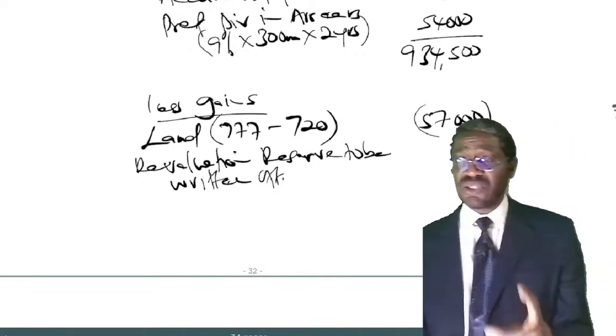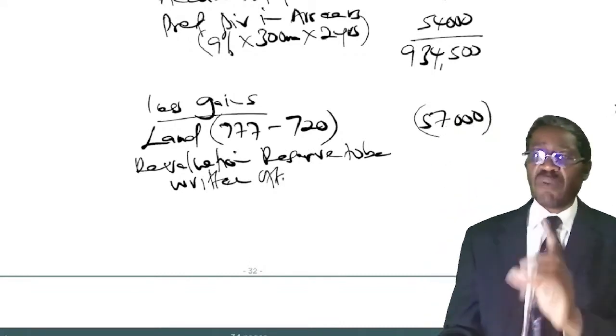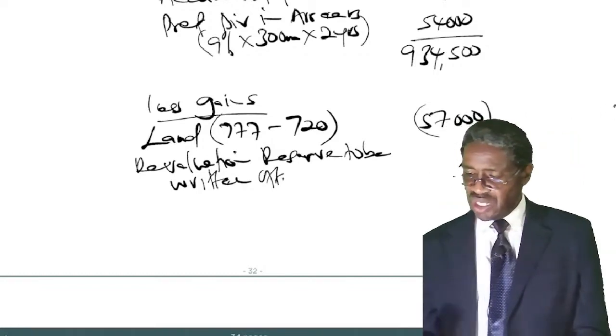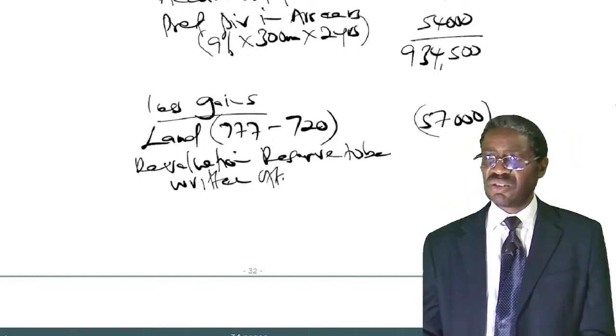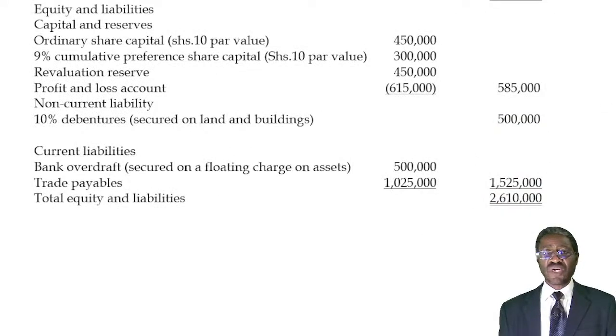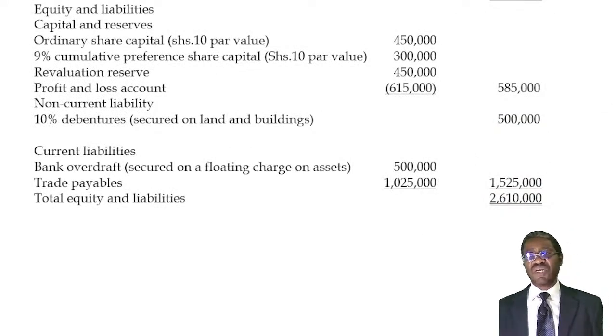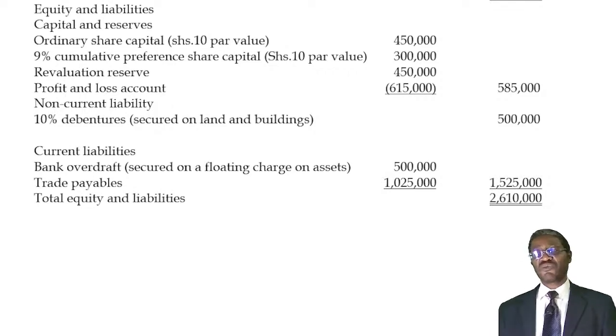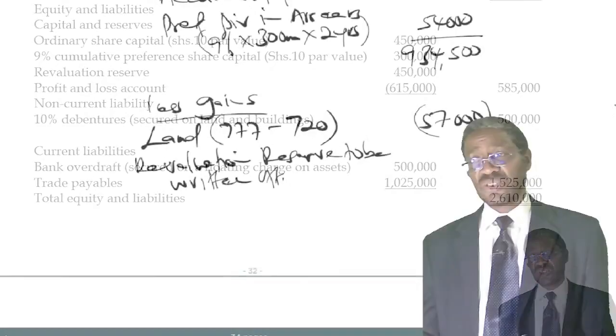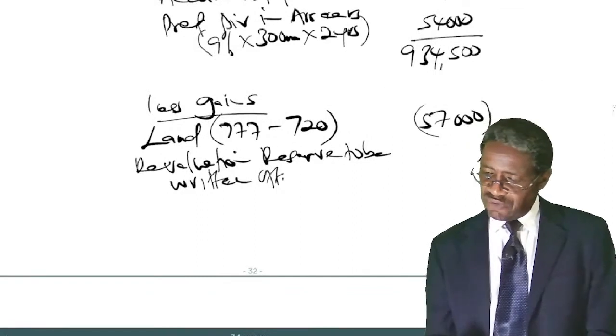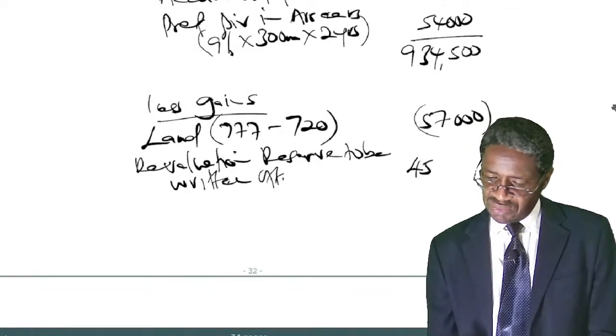So let's go to the balance sheet and find out how much was the revaluation reserve. If I look at the balance sheet up there, our revaluation reserve is given as 50,000. So we minus that 50,000.